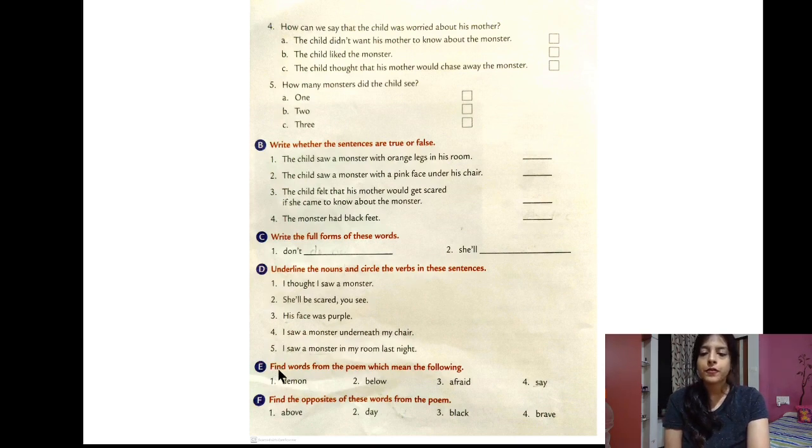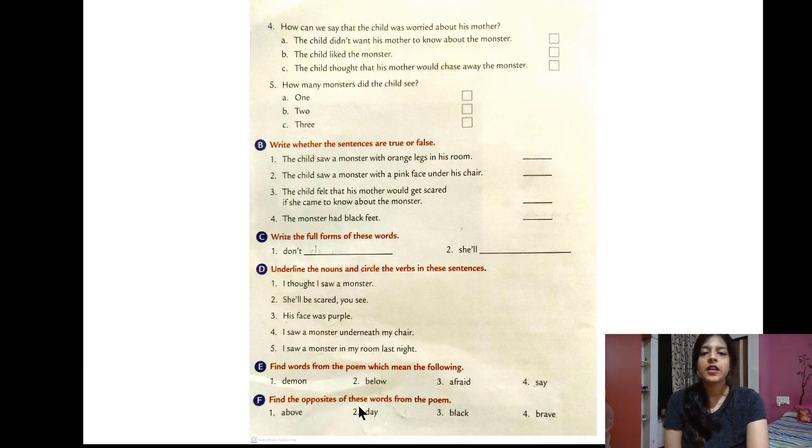Next, E. Find words from the poem which mean the following. So you have to give the synonyms of the words. These words' synonyms are in the poem. Demon means monster. Below means underneath. Afraid means scared. Say means tell. All the words which I told you are in the poem, so you have to write the answers over here.